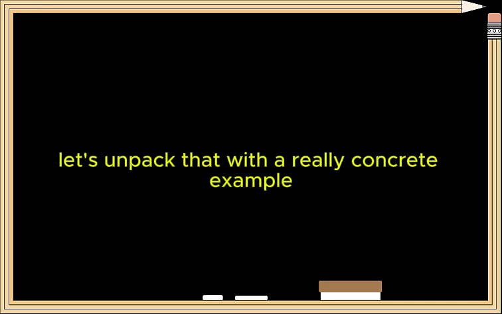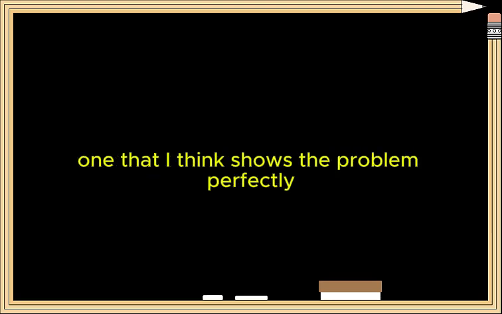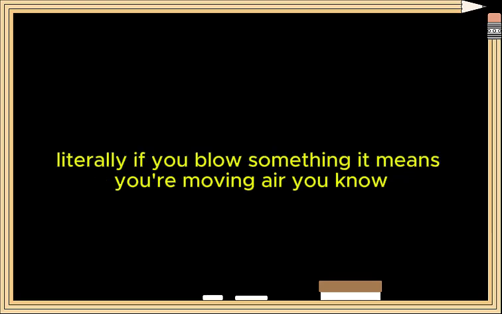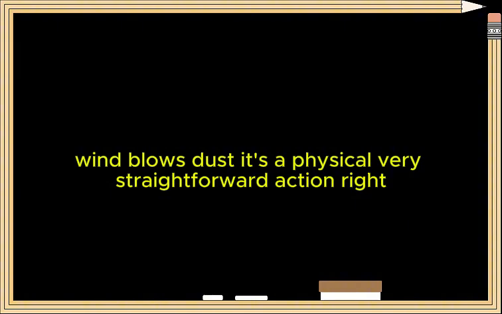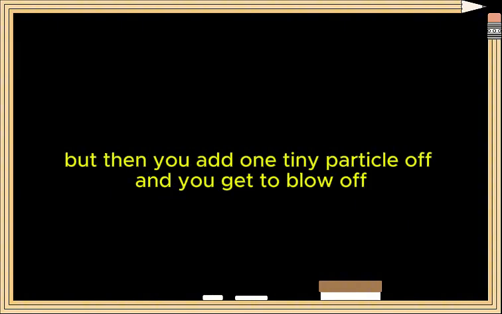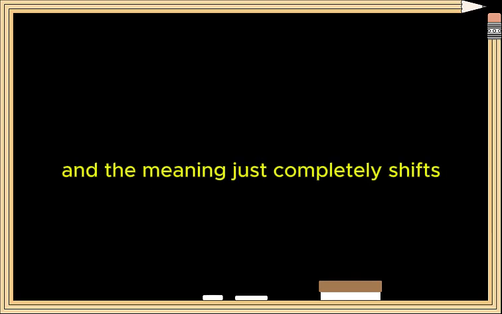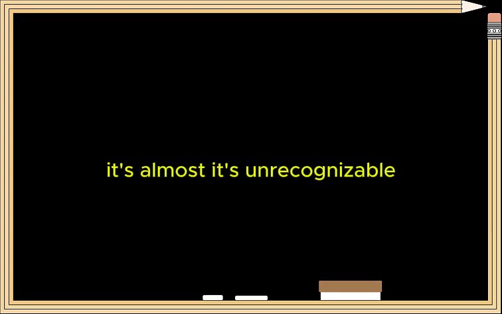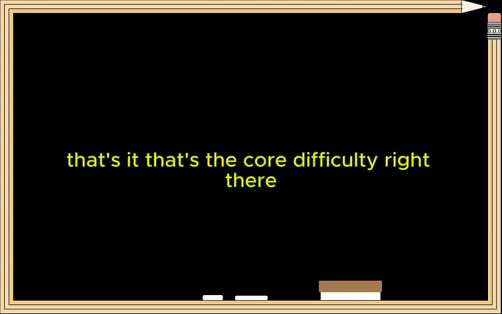All right, let's unpack that with a really concrete example, one that I think shows the problem perfectly. Let's take the verb to blow. Literally, if you blow something, it means you're moving air. Wind blows dust. It's a physical, very straightforward action. Right. But then you add one tiny particle, off, and you get blow off, and the meaning just completely shifts. It's unrecognizable. That's the core difficulty right there.